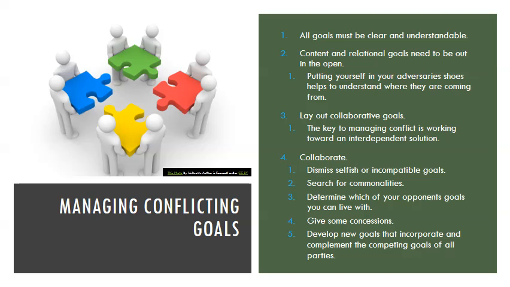This starts with a clarification of each party's goals. An important part of this is each party's rejection of selfish or incompatible goals. Parties can accomplish this by searching for commonalities, recognizing each of your opponent's goals you can live with long term, offering some concessions, and developing new goals incorporating and complementing the competing goals of all parties.